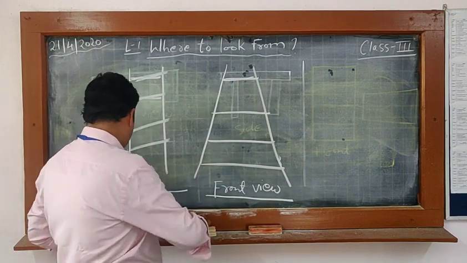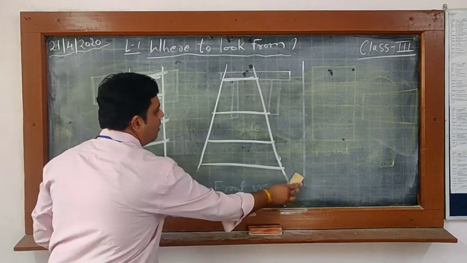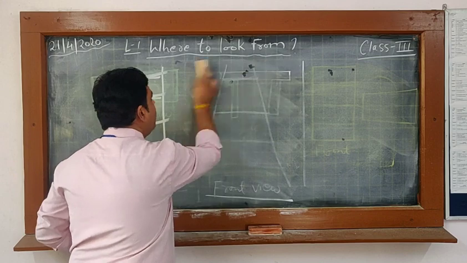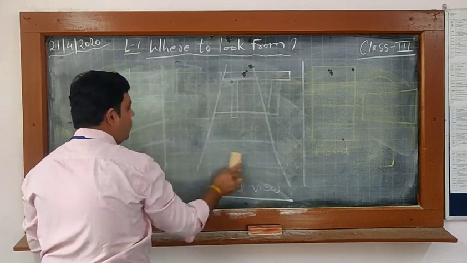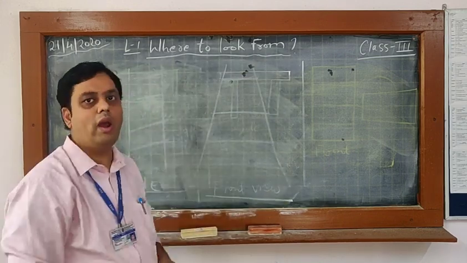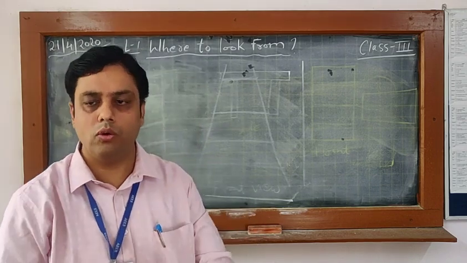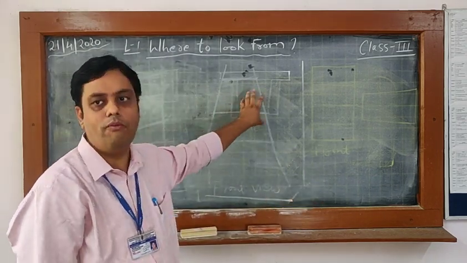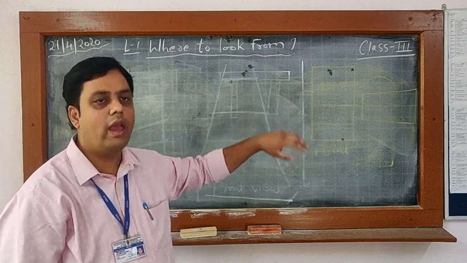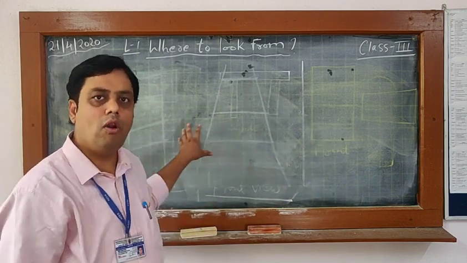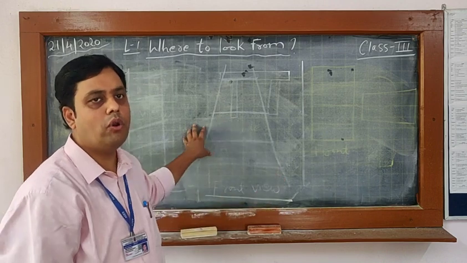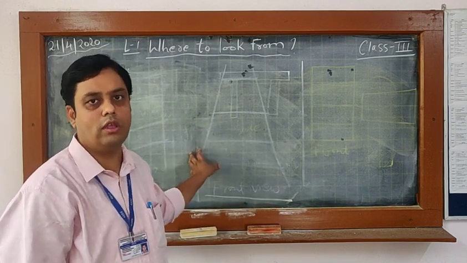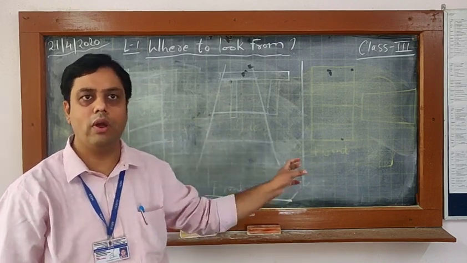Okay, so this is the first exercise of your book. Different views are there, and you have to draw and you have to identify the view. There are two types of questions. First one, you have to draw different views of different objects, and second one, if a picture is already given, you have to tell which view this is.